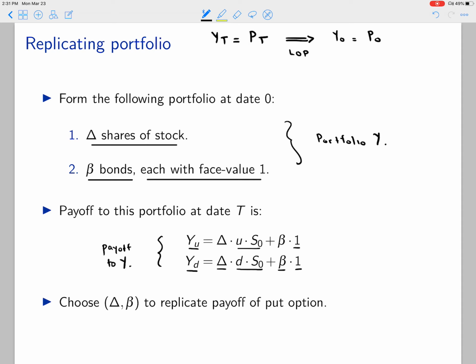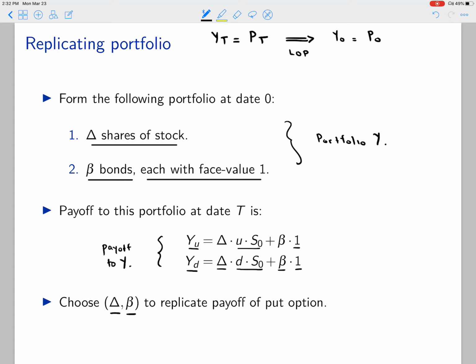Okay, and so if we want to find the put price based on Y, we need to choose these delta shares and these beta bonds such that Y is exactly the same as the put option in every state of the world at date T. Okay, to find the put price, that is, we need to set the payoff on the portfolio equal to the payoff of the put. And the way we do this is by choosing the number of shares delta to hold and the number of bonds beta to hold as well.